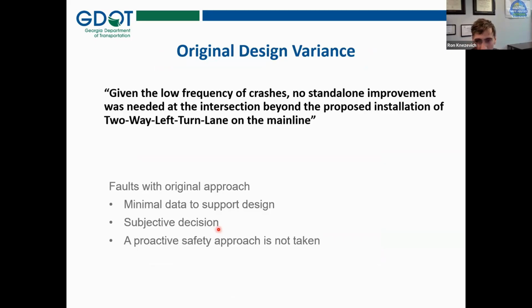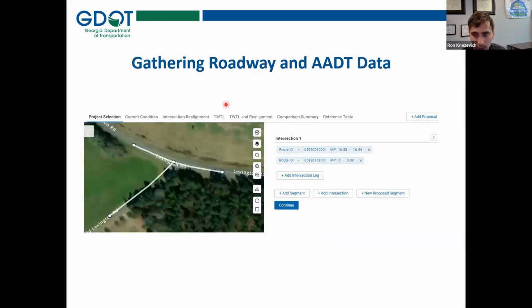Well, we had some problems with this when reviewing that design variance. It was very subjective, low crash frequency. There wasn't anything specifying what that might be. Minimal data to support that decision, and nothing about proactive safety as well. So, we're trying to be more proactive. Just because there isn't a crash problem doesn't mean we don't want to do something to it. So we leveraged the alternative design tool to gather some data on these corridors and make a more data-informed decision.